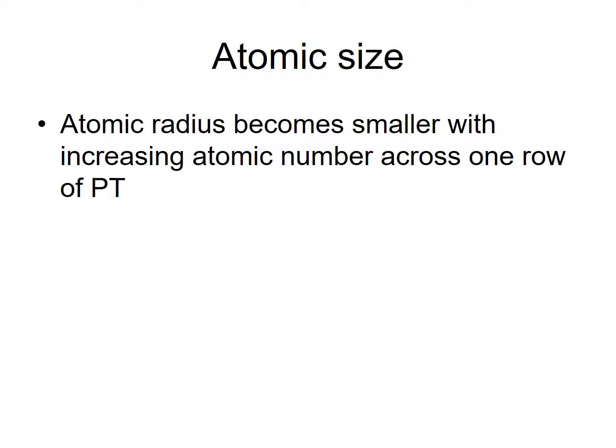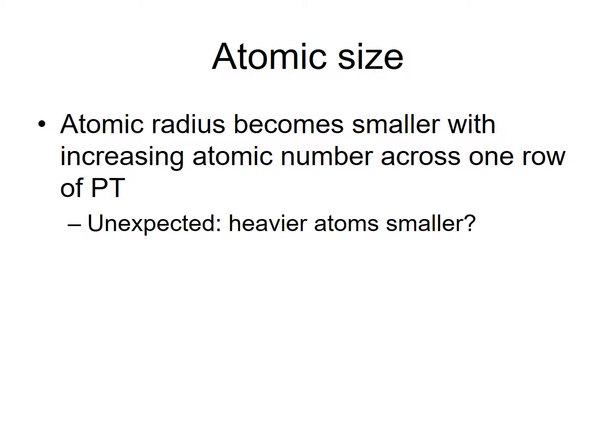The atomic radius, or the overall size of each atom, becomes smaller as I increase atomic number across one row of the periodic table. This is unexpected. You think, why shouldn't heavier atoms be larger? Atoms that have more electrons, more protons in the nucleus, shouldn't the atom be larger?